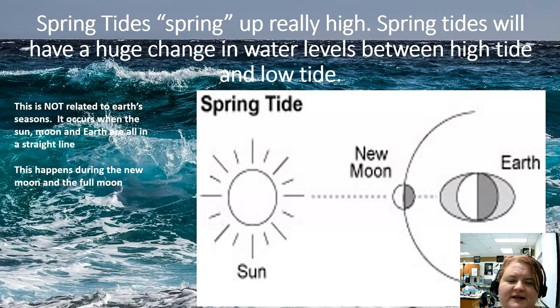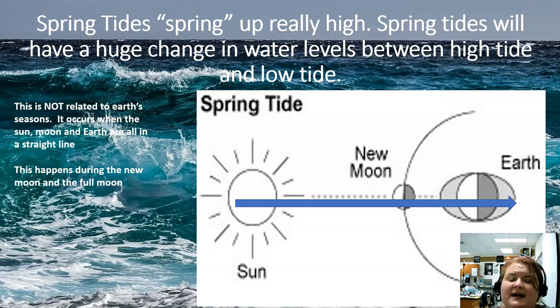The first one we're going to talk about is spring tide. And I don't want you to think about this as being related to the seasons. It is not, it doesn't have anything to do with Earth seasons. The spring tides spring up really big and really dramatic so that you have this huge change when you get to high tide and a huge change when you get to low tide. High tide is much, much more dramatic than low tide when you have spring tides. This is going to happen most commonly during a new moon and a full moon.